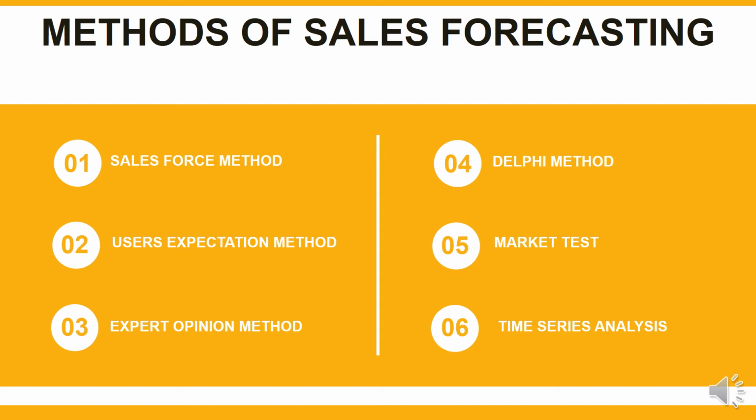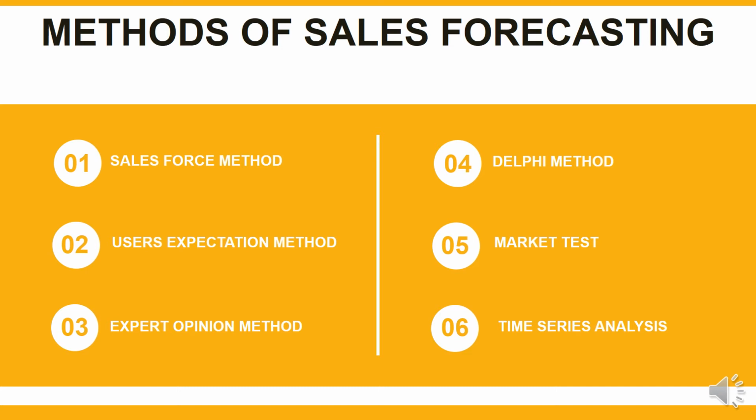Number 3, expert opinion method. Under this method, the sales organization collects opinions from outside specialists engaged in the sales field, such as wholesalers, retailers, distributors, agencies, professional experts, trade associations, along with the opinions given in newspapers, journals, etc. The opinions are collected, evaluated, analyzed, and thereby sales forecasting is done.